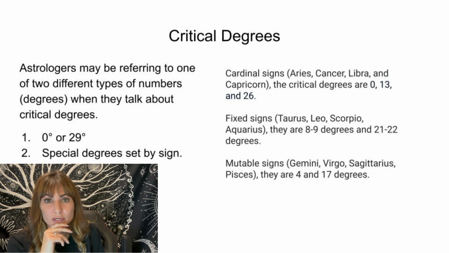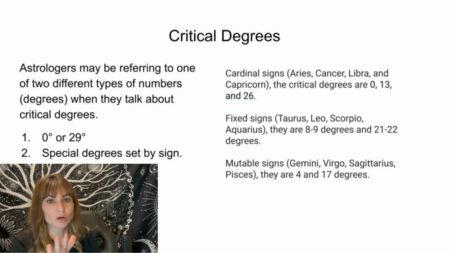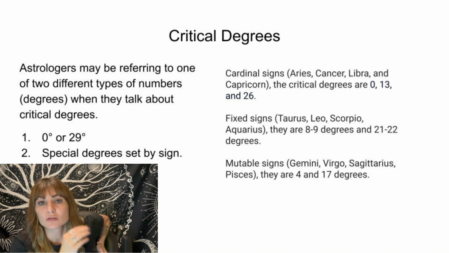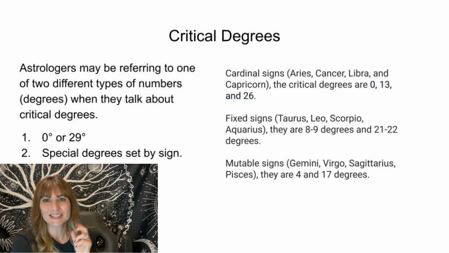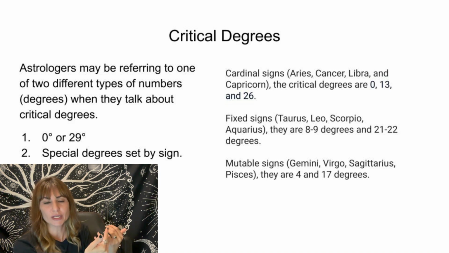Okay, so critical degrees. Often when I talk about critical degrees, I'm referencing the first definition here on this slide, but both are critical degrees. So astrologers may be referring to one or two different types of numbers, degrees, when they talk about critical degrees. The first is the 0 or the 29th degree of a sign. 0 degrees is when this planet or placement is just entering that sign.